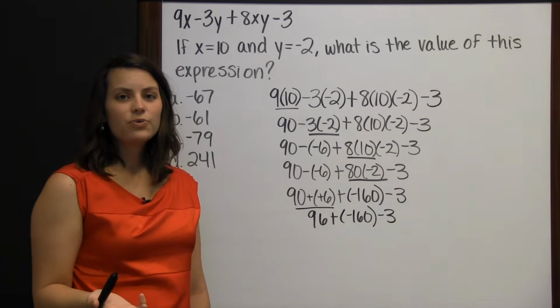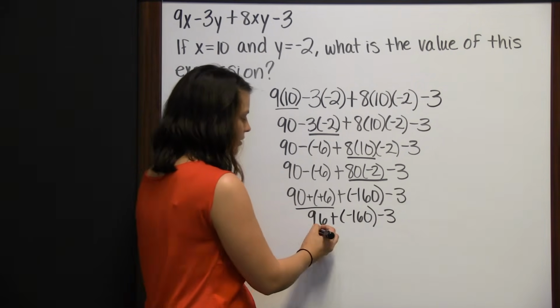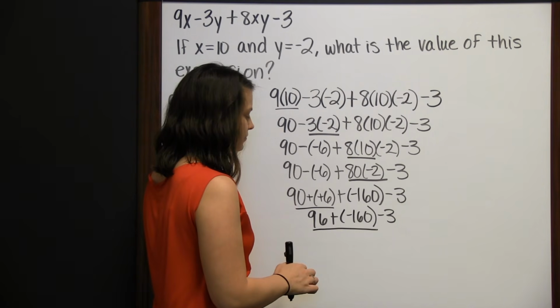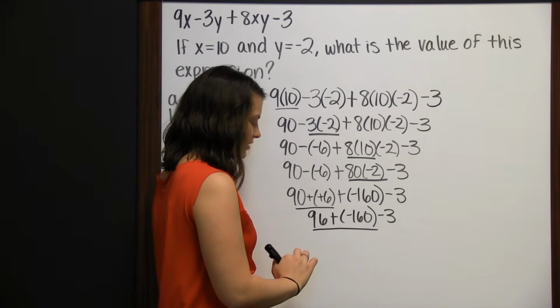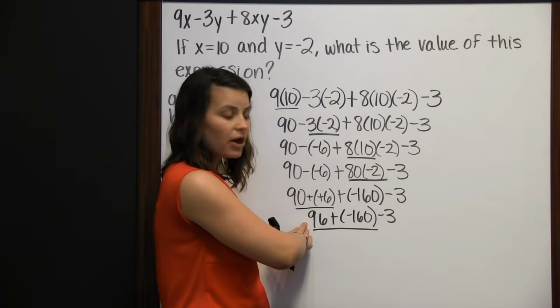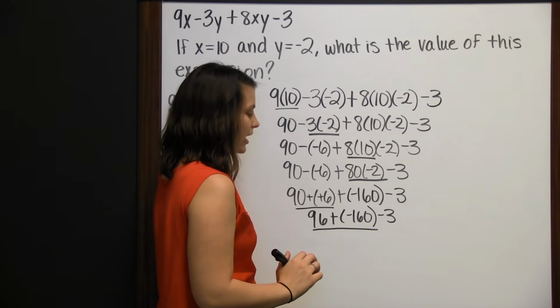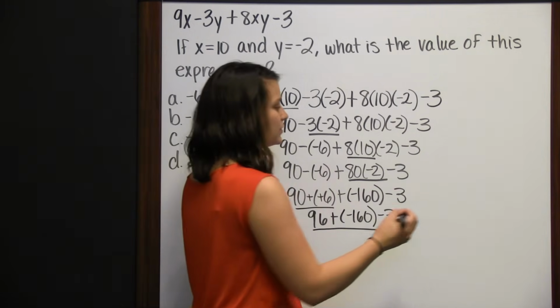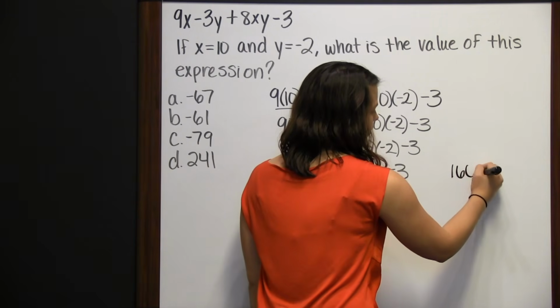Again, we've got to continue working from left to right. So next we have 96 plus negative 160. These two numbers have different signs. 96 is positive, while 160 is negative. Since they have different signs, we need to subtract them. So I'll do that off to the side.